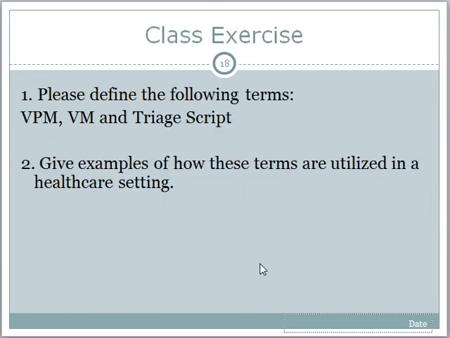For this assignment, we would like for you to do this: VPN, VM, and triage script. We would like for you to define these things and then give examples of how these terms are used in a healthcare setting. So for a VPN, the doctor logs in remotely to, say, review a patient chart, or an IT staff logs in to troubleshoot an issue.